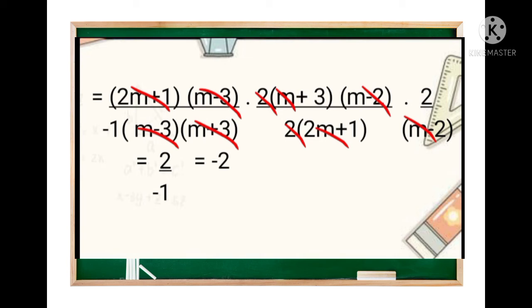Then the factor of 4m plus 2 is 2 times the quantity of 2m plus 1, times 2 over the quantity of m minus 2. Then divide them by common factors. So cancel 2m plus 1, m minus 3, m plus 3, m minus 2, and 2. And the remaining is 2 over negative 1. So 2 divided by negative 1 is equal to negative 2.